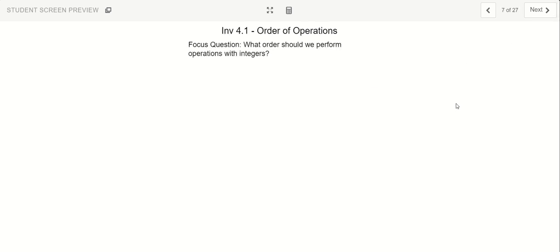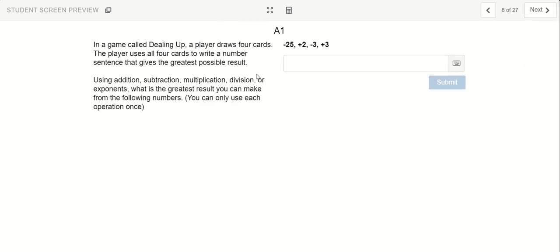All right, so on to the main lesson. Now we're going to go over order of operations. What order should we perform operations with integers? In this game, we can have 4 numbers, and we can do anything we want to them. We can either add, subtract, multiply, divide, or use exponents.